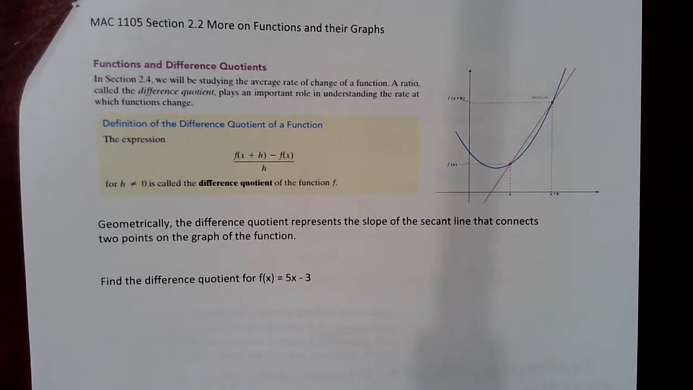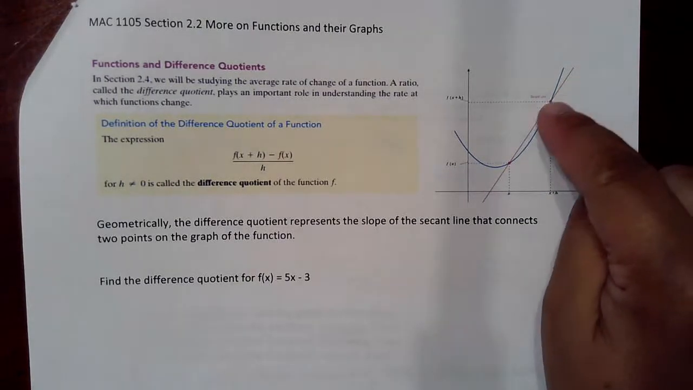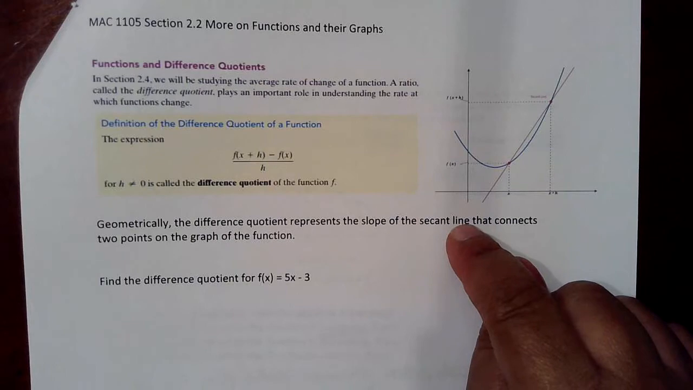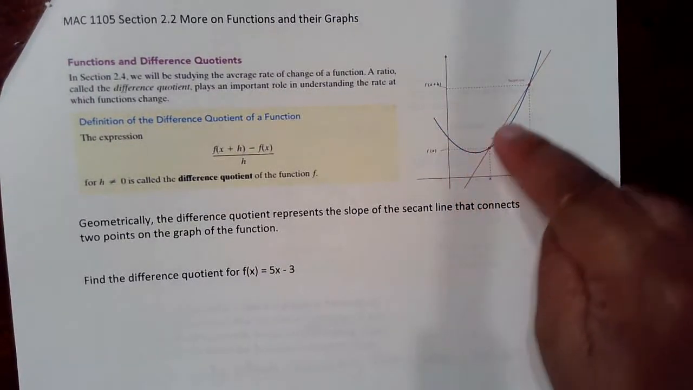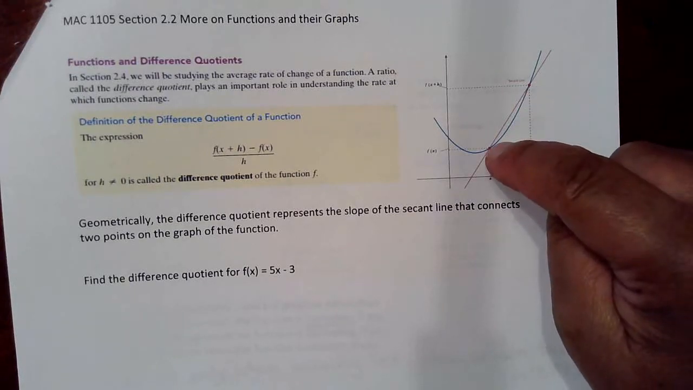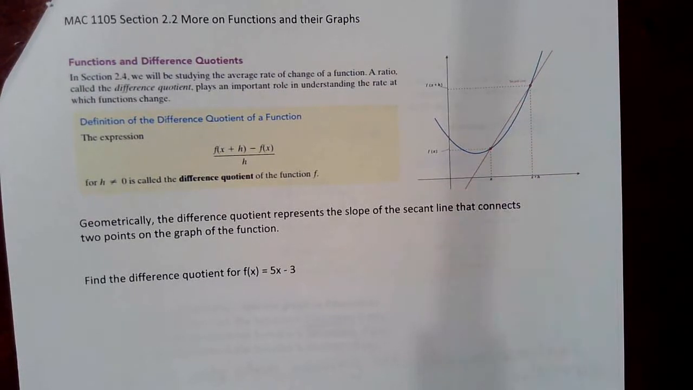Geometrically, it is described as the slope of the secant line. A secant line is when you take 2 points that are on a curve. This is the curve. Here are the 2 points, and the line that goes through it is called a secant line. Well, when you find the difference quotient, you are finding the slope of the secant line.